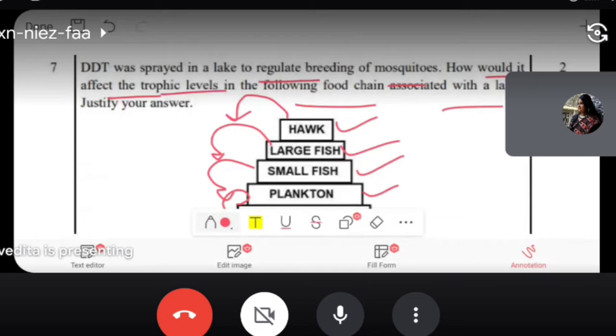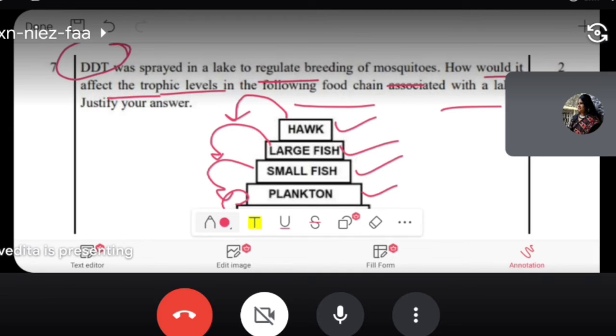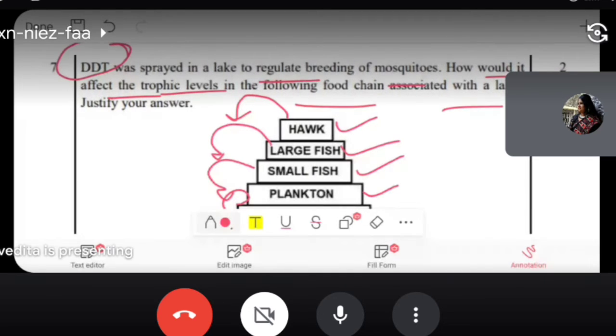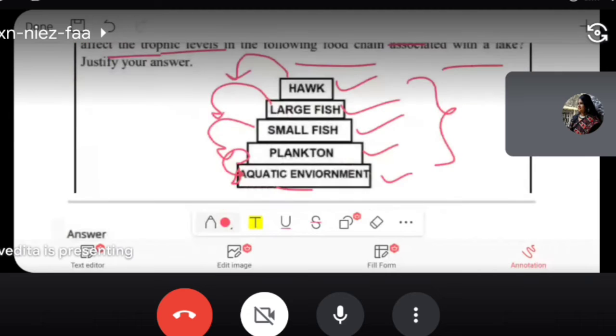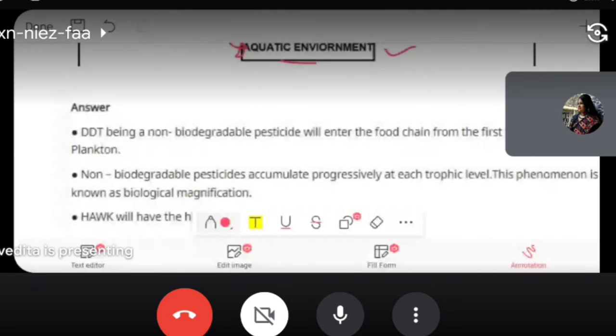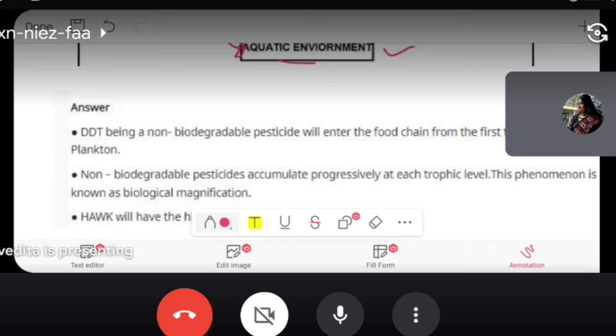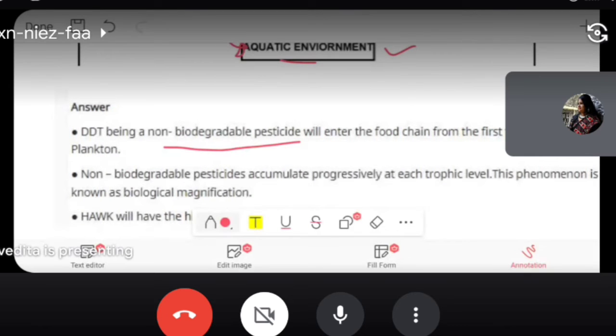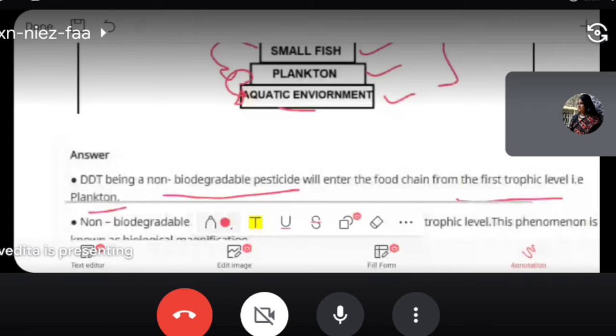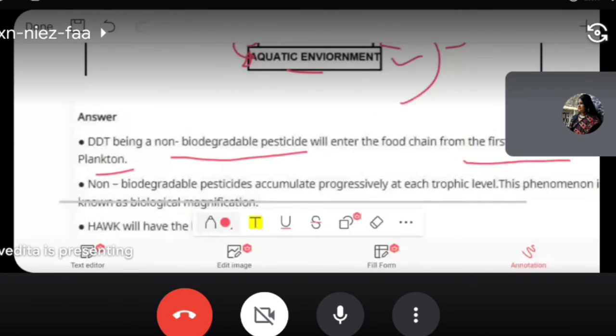It means we have sprayed the DDT. So how will it affect this full food chain or food web? Okay, so at first you have to write that DDT is a non-biodegradable pesticide, and it will enter the food chain from the first trophic level, that is plankton. So at first it will go inside the plankton. In the first food level it has gone.